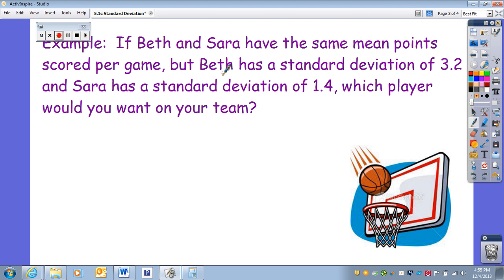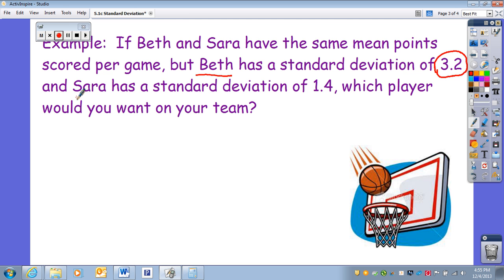So, Beth, 3.2. That means that when we take a look at her scoring, her data is more spread apart. That means sometimes in a game she might do really well, sometimes she might not do very well, sometimes she might be right in the middle. So when we would put all of her game points up, she would be a little bit spread apart.